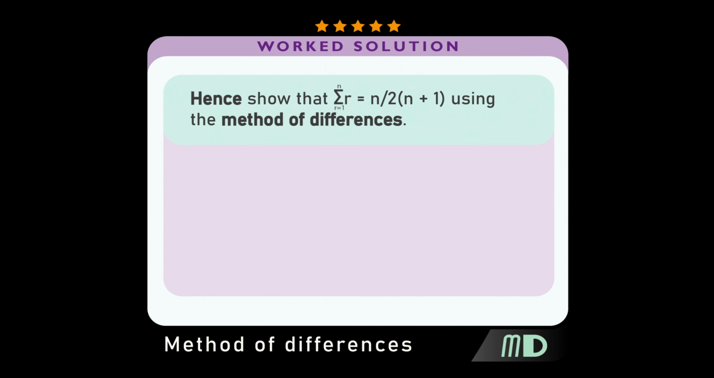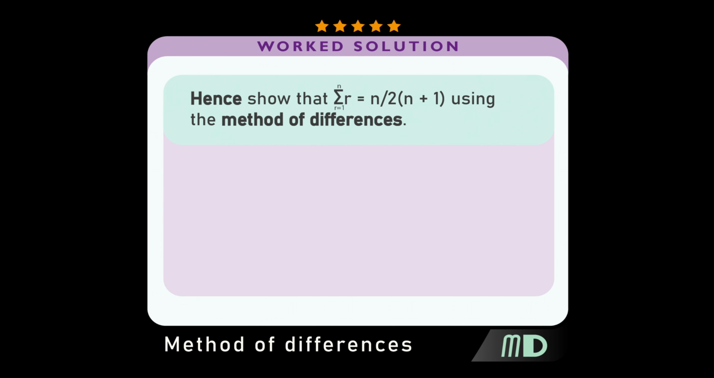In the previous question, we found that r is equal to 1/2 of r multiplied by r plus 1 minus r multiplied by r minus 1, which means we can replace r with that expression here, whose sum we need to show is equal to the right side of the equation, 1/2 of n multiplied by n plus 1.